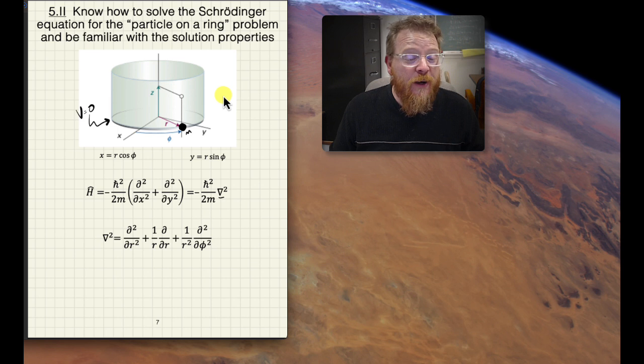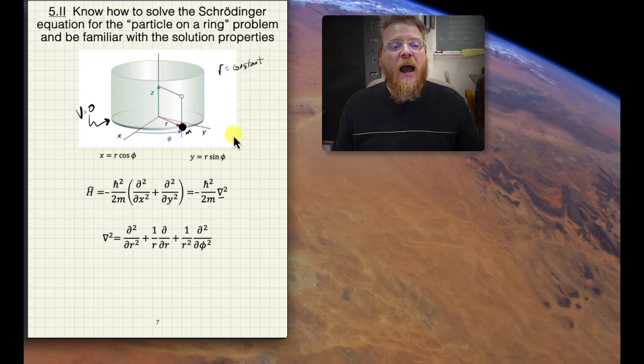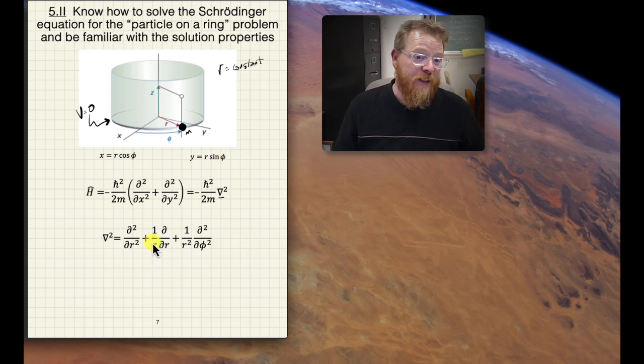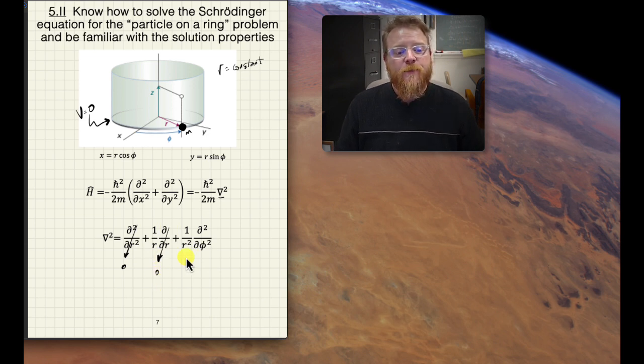We can also do another thing to make this problem a little bit more straightforward for the time being, and that is to call the radius a constant. So for now, we're not letting this particle oscillate in and out of that ring. Rather, we're just confining it to that ring. So what that means, our operator here is going to become a lot easier to deal with. If we have a constant radius, then this second derivative drops out to 0. This first derivative drops out to 0. And then the only terms we need to keep are right there.